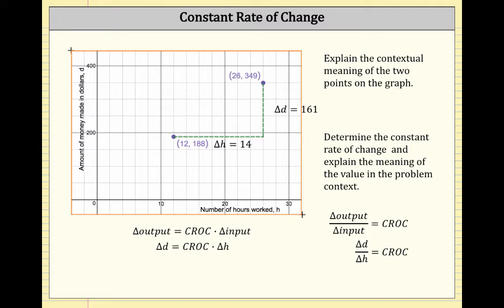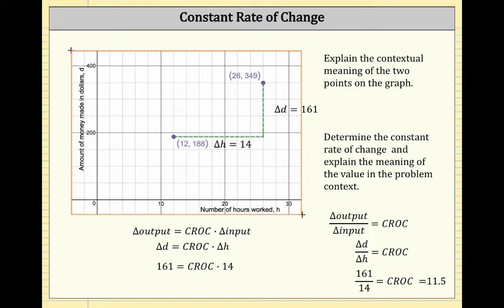So change in D is some CROC times delta H in this context, because D was our output, which represents the amount of money made, and H was our input, which represents the number of hours worked. So the change in D is equal to some constant rate of change times the change in H, and similarly the change in D over the change in H is equal to the CROC. Now in this case, our change in D is 161, and our change in H is 14. And so we're working on them simultaneously. It looks like using the ratio perspective will give us the answer pretty easily. So using a calculator, we find out the constant rate of change is 11.5.